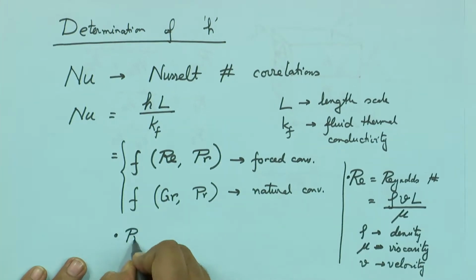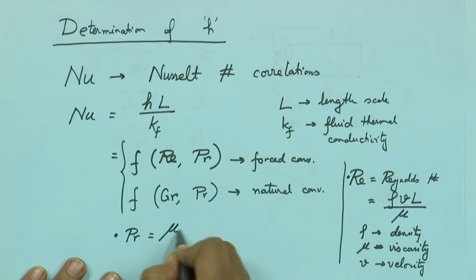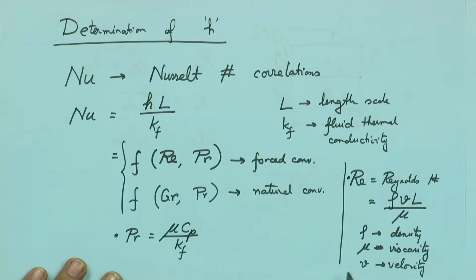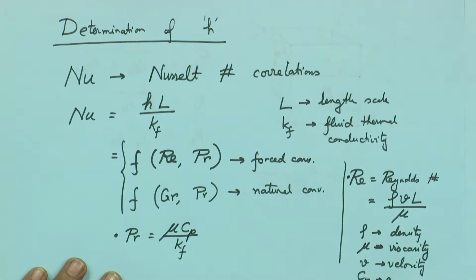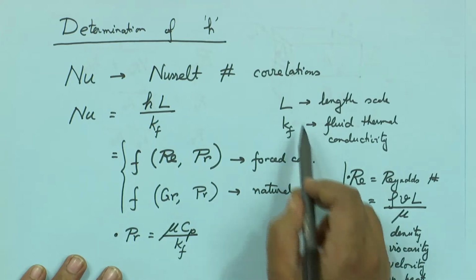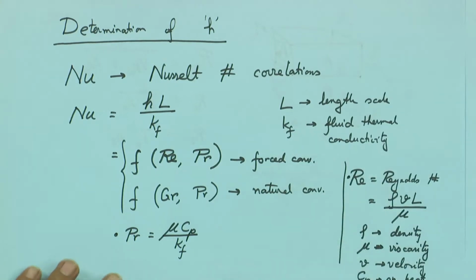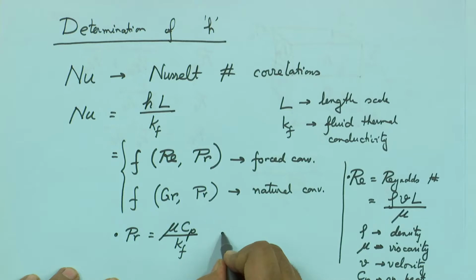What is Prandtl number? Mu Cp over Kf, Cp specific heat, mu I have already defined, Kf also is fluid conductivity I have defined.